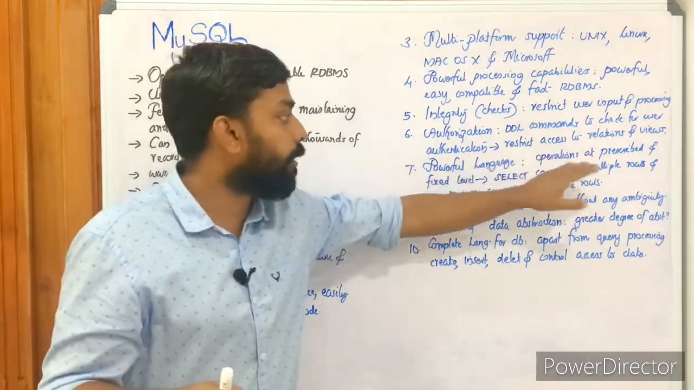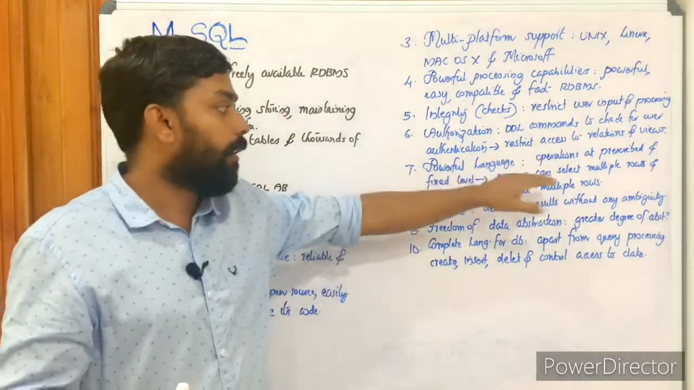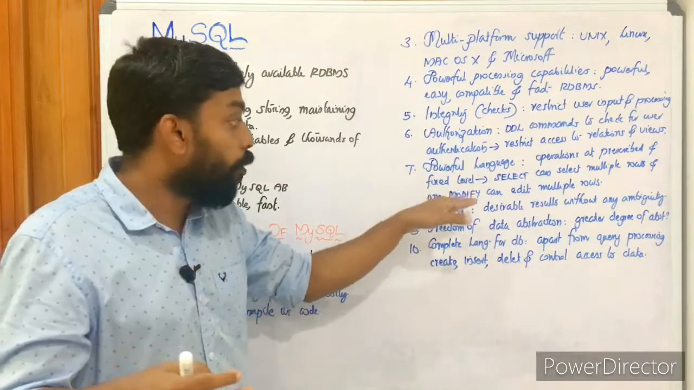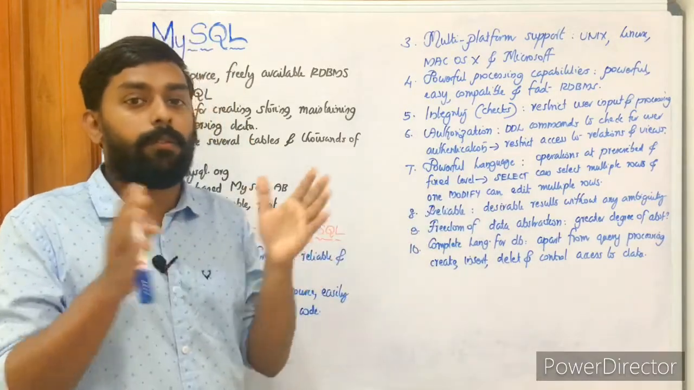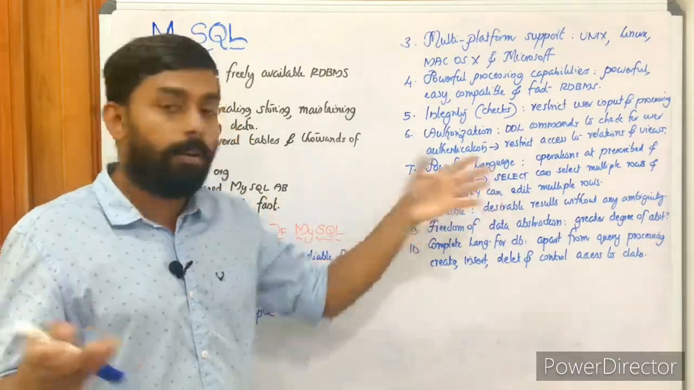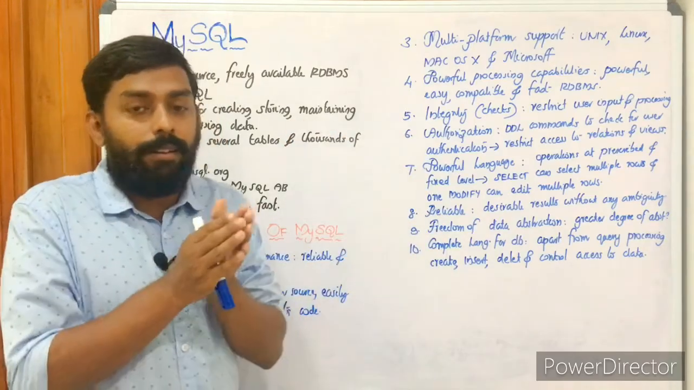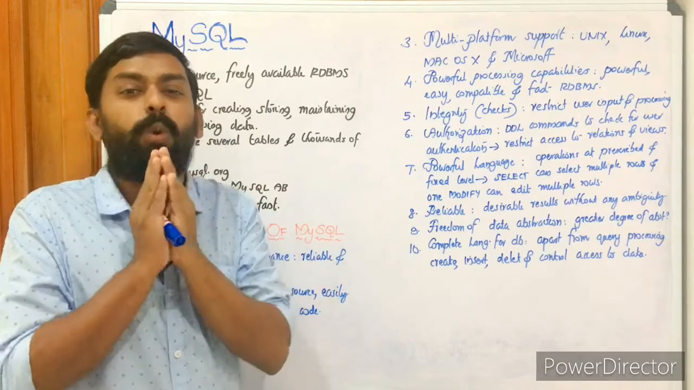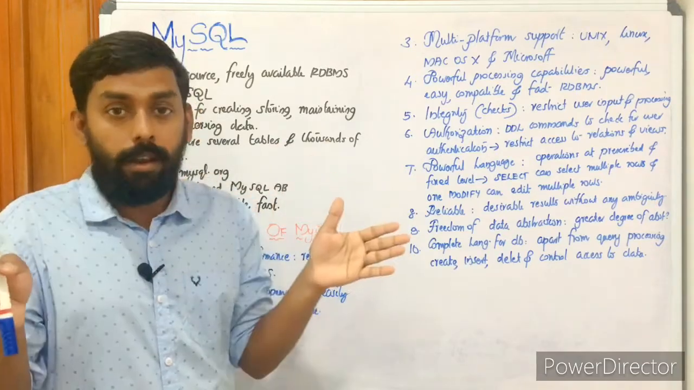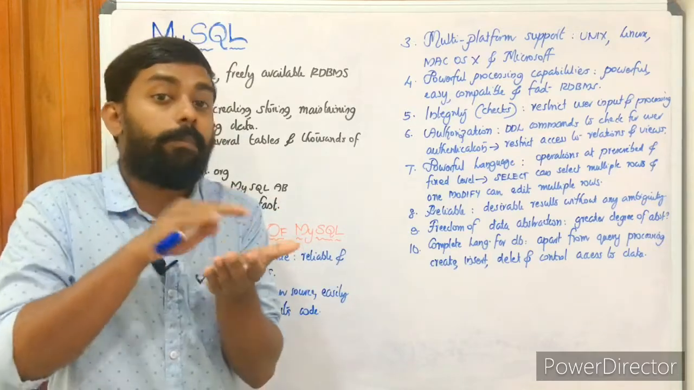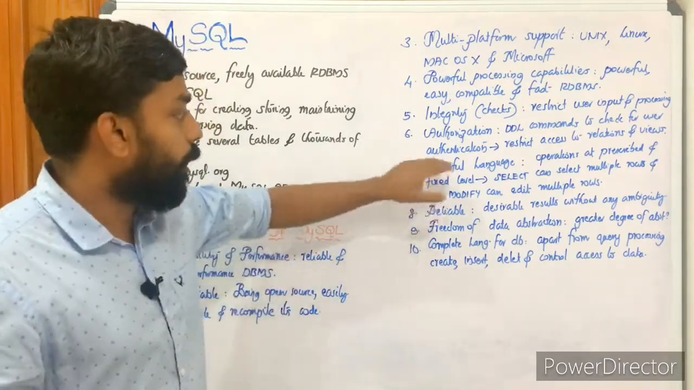Operations at a prescribed and fixed level, meaning select can be used for selecting multiple rows, and the modify clause can be used for modifying multiple rows or records. Select, modify, and many other commands can be applied not to a single record but to a large number of records or rows. That is what a powerful language is.